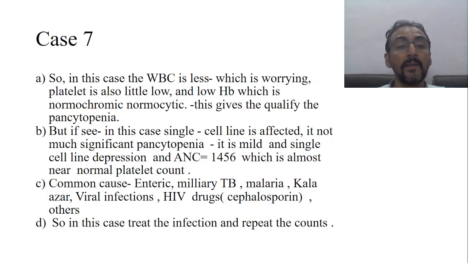Okay, so there is some infection, no doubt, the child has fever and so on, some infection is there. So you treat the infection and then again repeat the counts. That's it. Because the idea is it's a normocytic normochromic anemia, isn't it? When it is normocytic normochromic, there is no problem in the bone marrow, there is no problem in the hemoglobin. Now we have to think about the other things.